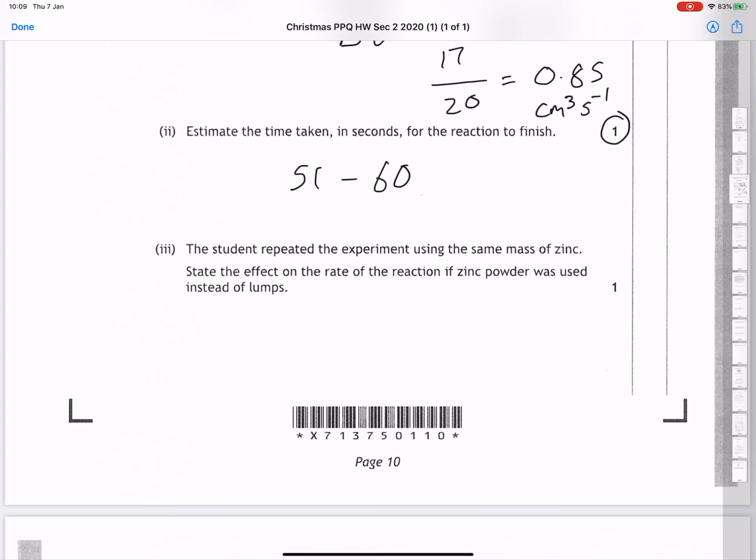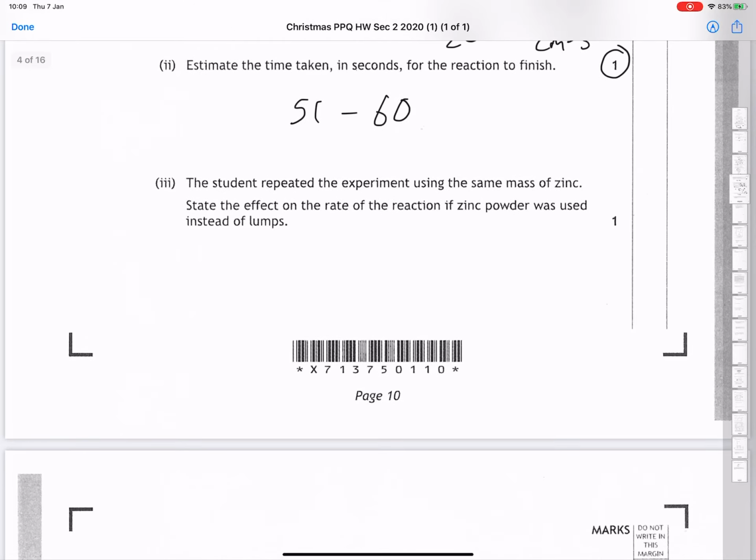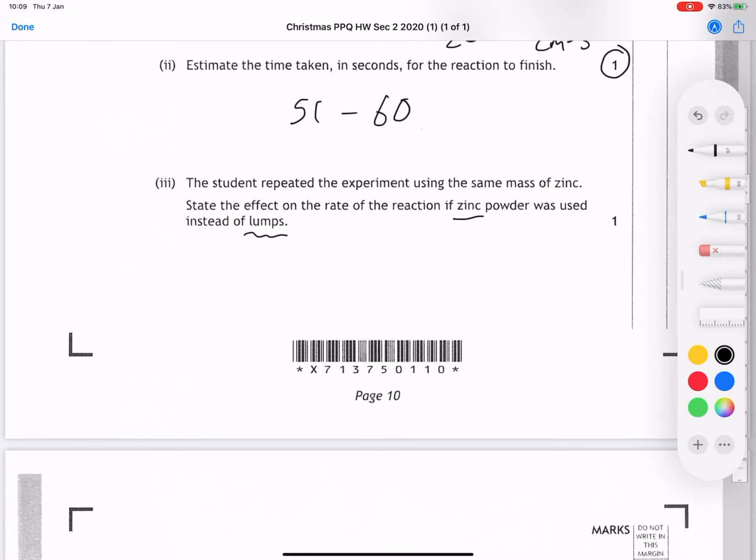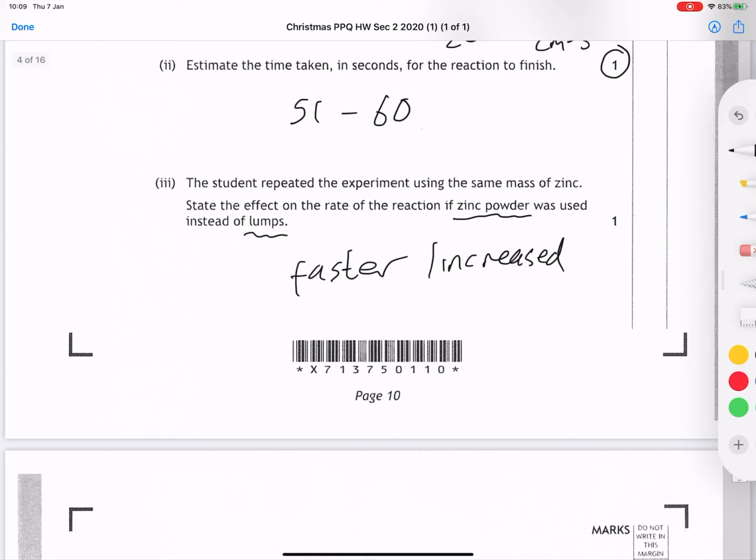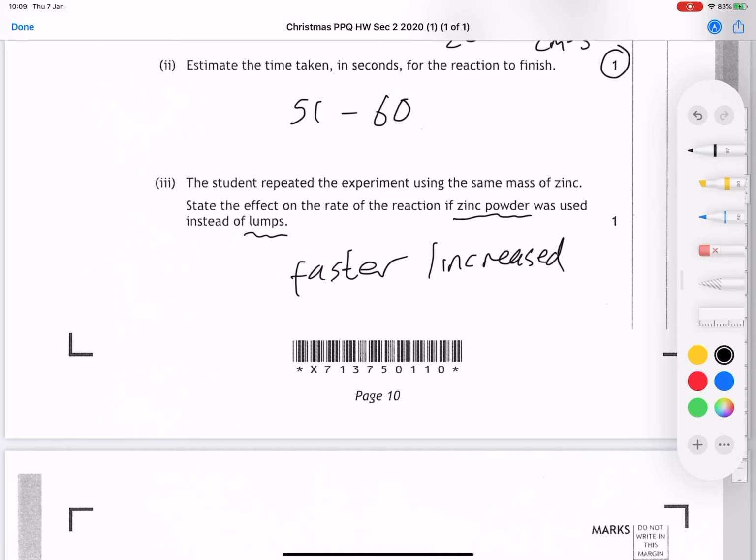The student repeated the experiment using zinc powder. What would happen to the rate of the reaction? So in the first one they'd used lumps, on the second one they'd used powder. So remember, if you use a powder instead of lumps, the surface area would have been larger, particle size smaller, so the reaction would have been faster. So if you wrote faster, increased, something equivalent to that, you would have got the 1 mark.